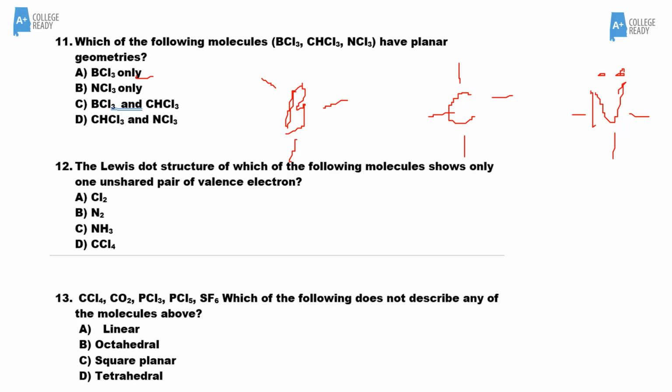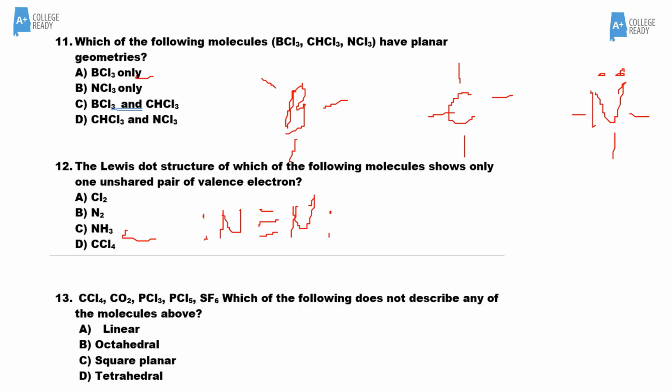Same thing for 12. You're going to have to actually draw out the Lewis structure. The chlorine is going to have 3 lone pairs around each chlorine atom. The nitrogen is going to be a triple bond with a lone pair on one side and a lone pair on the other, so that would be 2 unshared pairs. NH3, and again, we've seen that one before classically, is very similar to this one right here, and that would be 1 lone pair. So the correct answer there is going to be C, NH3.